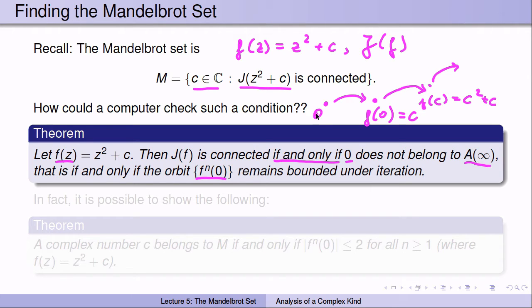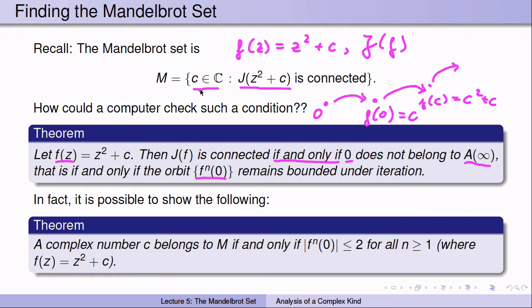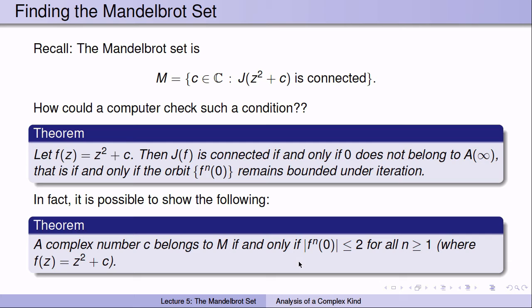So you look at the orbit of 0 under the function z squared plus c, and you find out, does it get attracted to infinity or does it remain bounded? If it remains bounded under iteration, then this parameter c belongs to the Mandelbrot set. In fact, it is possible to show the following. A complex number c belongs to M if and only if the orbit of 0 remains bounded by the number 2 in absolute value for all n. And this tells us a great computer algorithm to check whether a parameter c belongs to the Mandelbrot set.